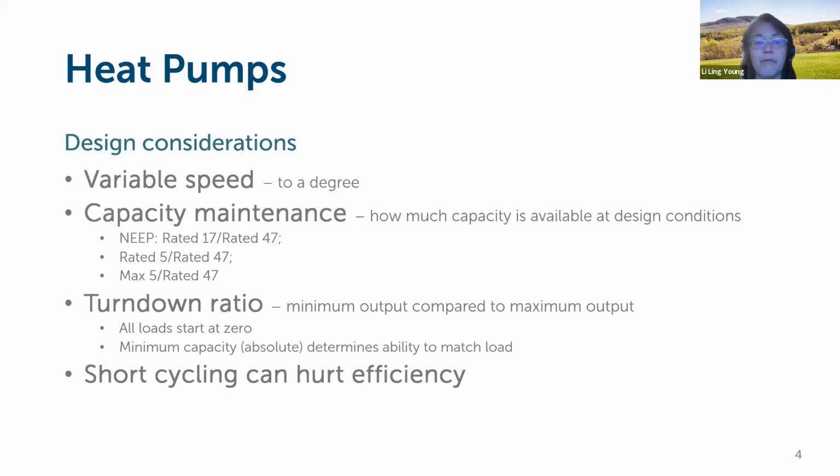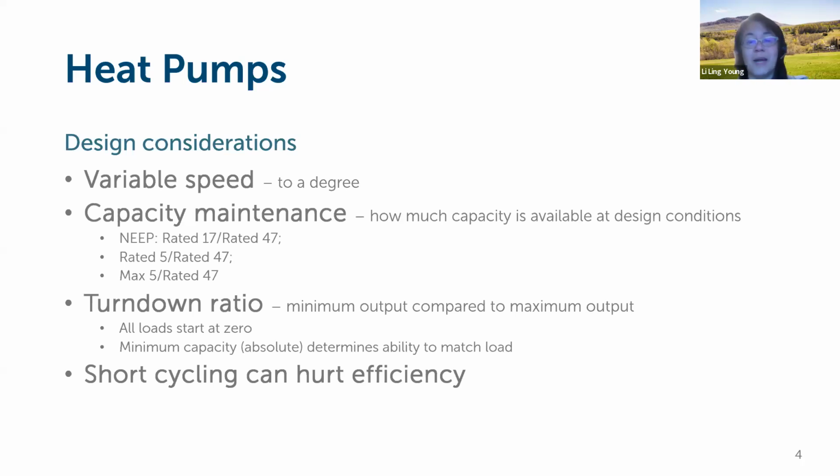So you can see there in the first bullet under capacity maintenance that it says NEAP. And we're going to come back to NEAP, but that's just an organization. And they have these different ways of calculating. So they're saying the rated capacity at 17 degrees divided by the rated capacity at 47 degrees, that's one way to determine capacity maintenance. And because none of our design temperatures are 17 degrees, I don't think of that one as very helpful. And then there's the rated capacity of the heat pump at 5 degrees. Okay, so now we're getting a little bit closer to our design temperatures, divided by the rated capacity at 47.